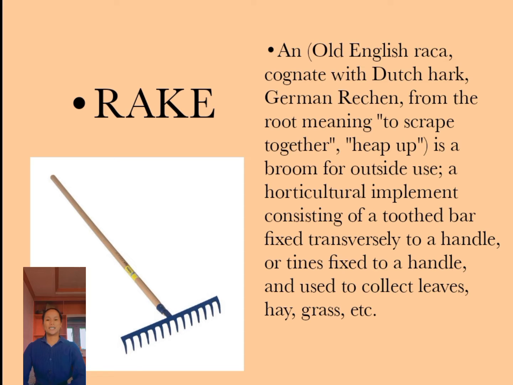So next is rake, from Old English raka, cognate with Dutch hark and German Rechen, from the root meaning to scrape together. It is a broom for outside use, a horticultural implement consisting of a taut bar fixed transversely to a handle, or tines fixed to a handle, and used to collect leaves, high grass, and so on.